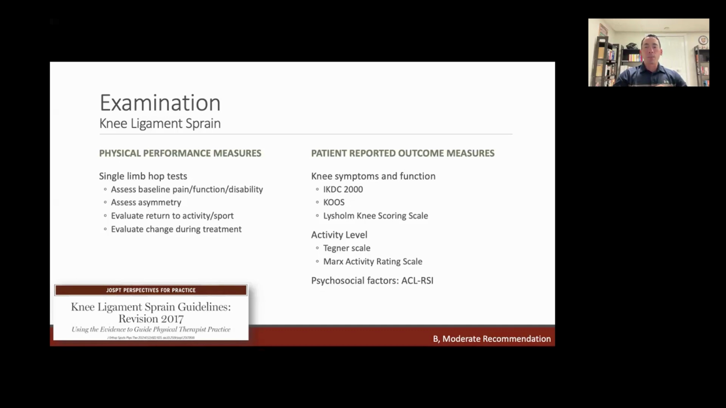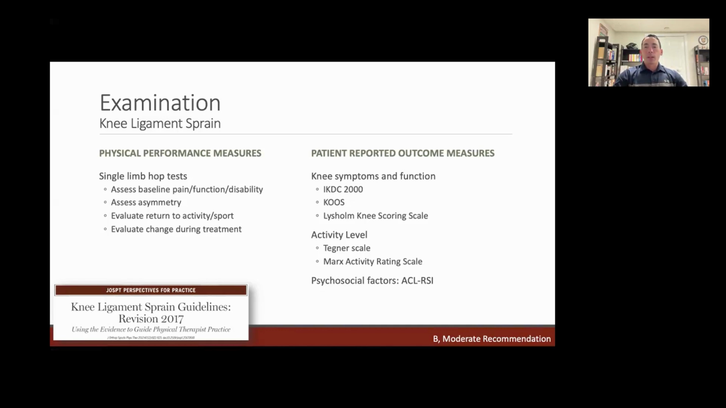To assess knee symptoms and function, you should use the IKDC, or the International Knee Documentation Committee 2000 form, the Knee Injury and Osteoarthritis Outcome Score, also known as the KOOS, or you could also use the Lysholm knee scoring scale. To assess activity level, you should use the Tegner scale or the Marx activity rating scale.